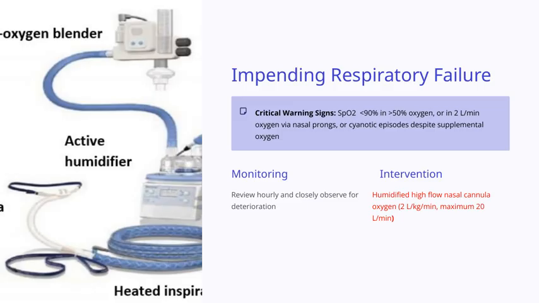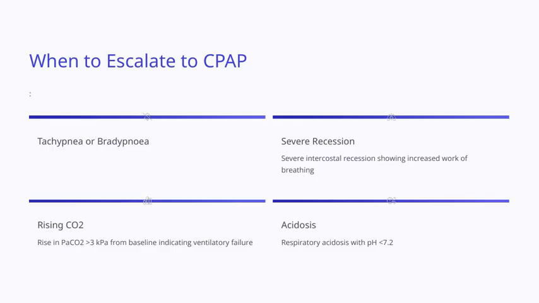Remember, timely recognition and intervention are crucial in managing respiratory failure effectively. So when should we consider escalating to CPAP? Well, one key sign is abnormal breathing patterns, such as tachypnea, which is rapid breathing, or bradypnea, which is unusually slow breathing. Both can be indicators that the patient is struggling to maintain adequate ventilation.